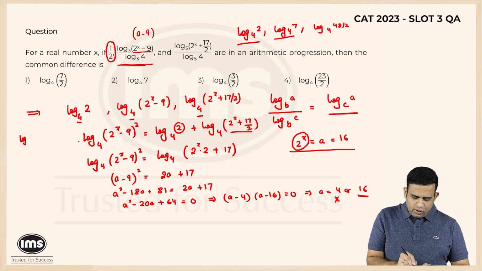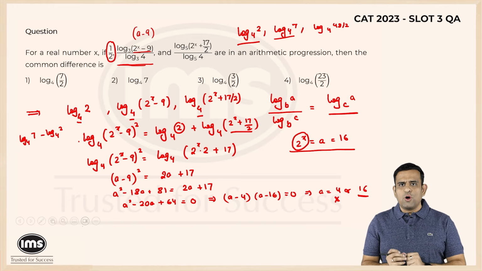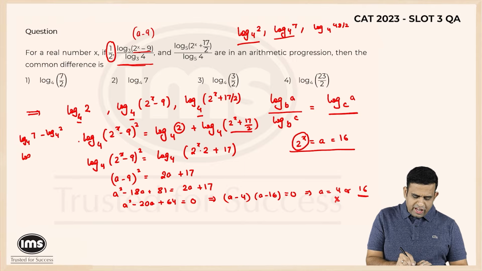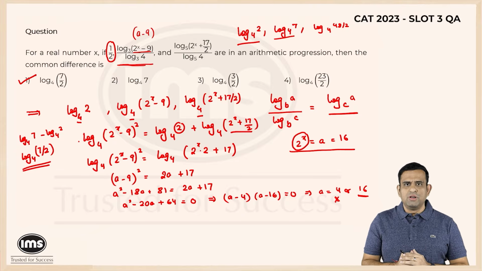If I find log of 7 base 4 minus log of 2 base 4, log of m minus log of n is equal to log of m upon n, and that will give you log of 7 by 2 base 4. That means the required answer for this particular question would be option number 1.